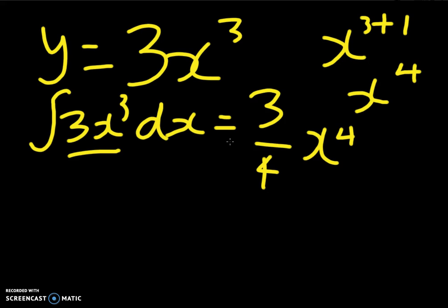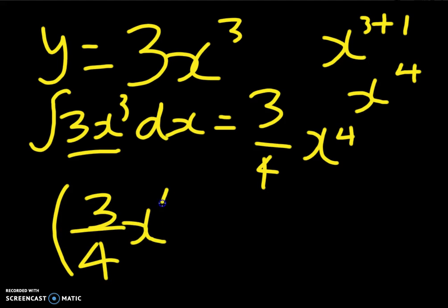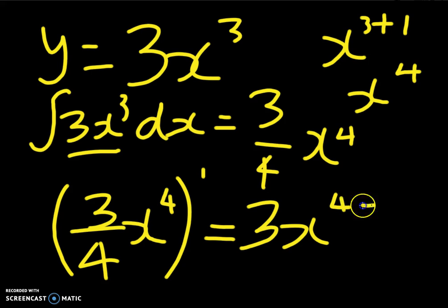So 3 over 4, x to the power of 4. To test this, we will have to derivate this function, and if you have done the correct working and found the correct answer, your answer will be 3x cubed. So now let's try. 4 times 3 over 4 gives you 3, the 4s cut off, so it's only a 3 there. x to the power of 4 minus 1 equals 3x cubed. Yay, we are correct. So there we go.